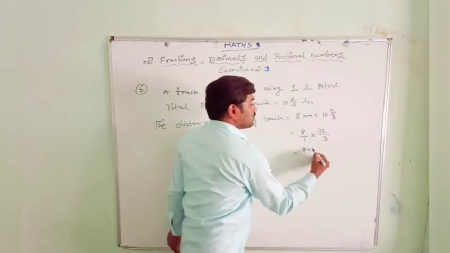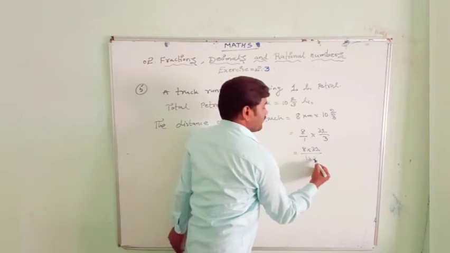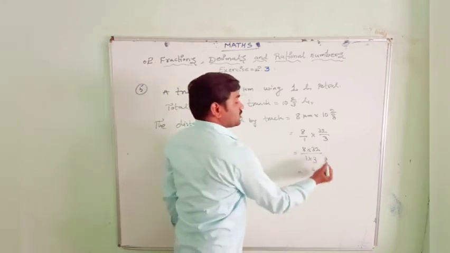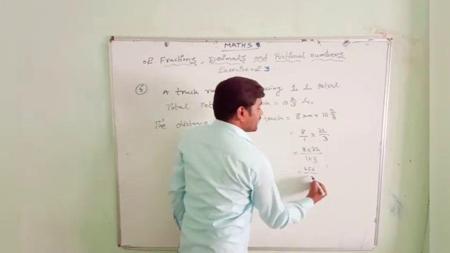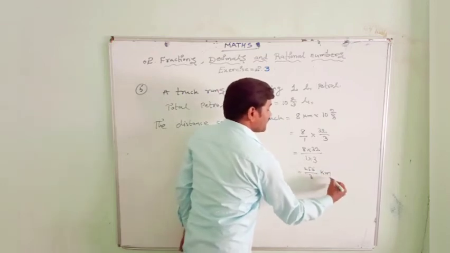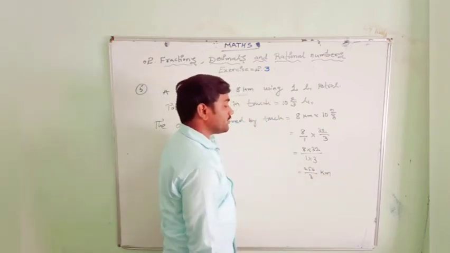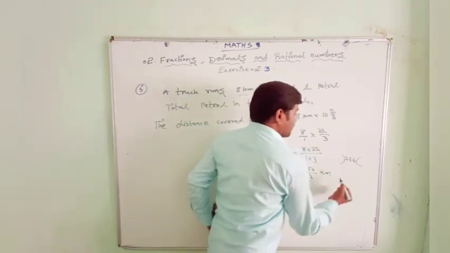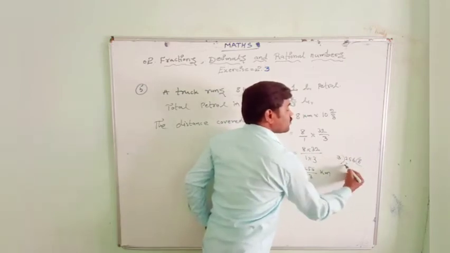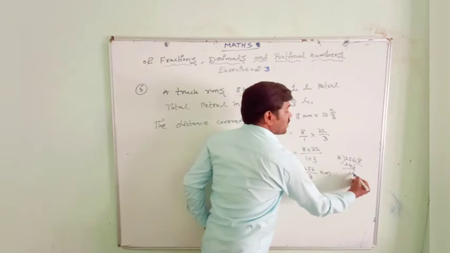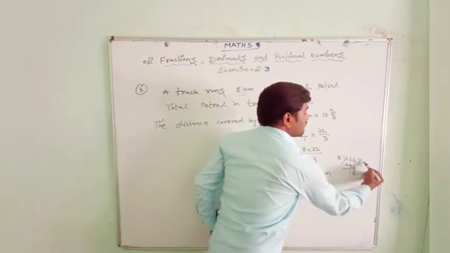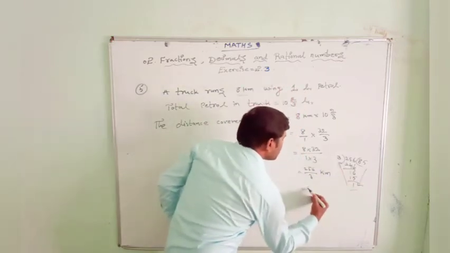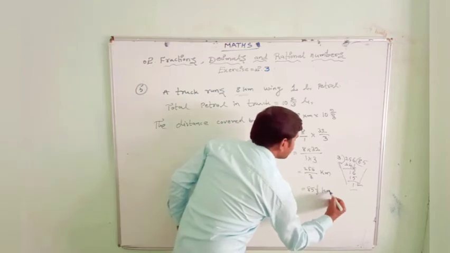Okay, simple. Now 8 into 32, product of numerators by product of denominators. 8 2s are 16, 8 3s are 24, plus 1 is 25. So 256 by 3 kilometers. That means we change the improper fraction into the mixed fraction. 3 8s are 24, we get 1. Now we bring down the 6 here. It becomes 16. 3 5s are 15, we get 1. Now simple, 85 whole 1 by 3 kilometers.